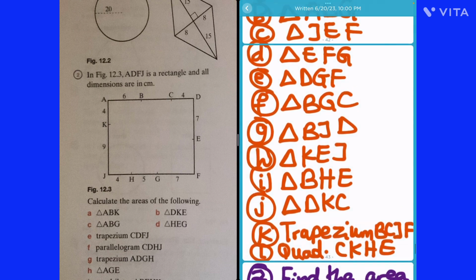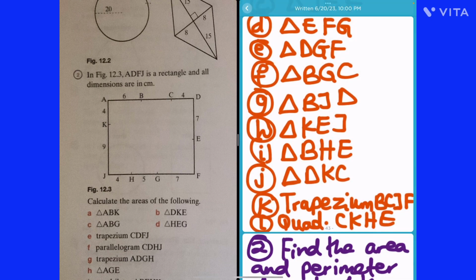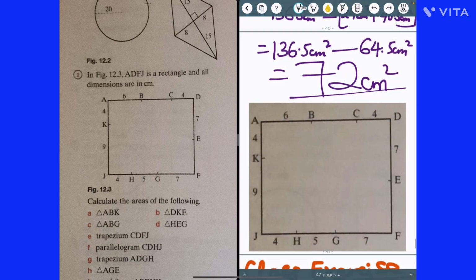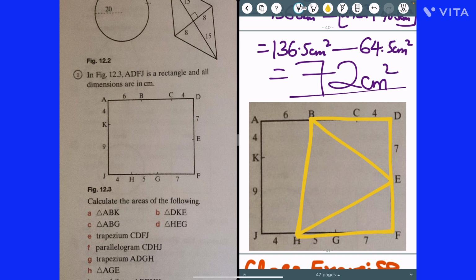Anyway, question I says I should find the area of triangle BHE. How do I get the area of triangle BHE? First, let me trace triangle BHE. This is BHE. This is triangle BHE. So all I need to do, this is a simple question. BHE is a part of this trapezium BDHE. So I'll find the area of this trapezium.